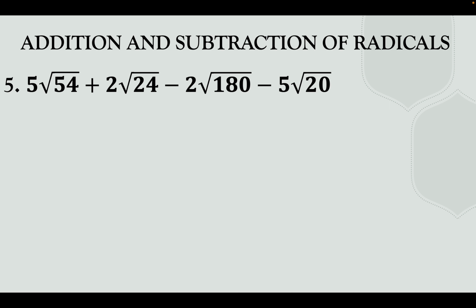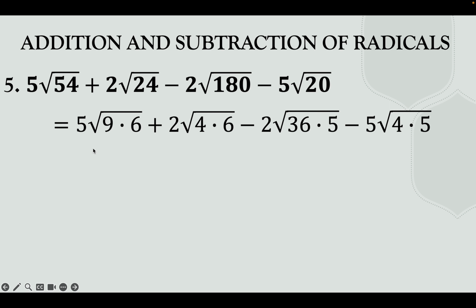What is the factor of 54? So we have 9 times 6, since 9 is a perfect square, plus 2. What is the factor of 24? We have 4 times 6, since 4 is a perfect square. Minus 2, what is the factor of 180? We have square root of 36 times 5, since 36 is a perfect square. Minus 5 square root of 20, we can factor square root of 20 as square root of 4 times 5, since 4 is a perfect square.